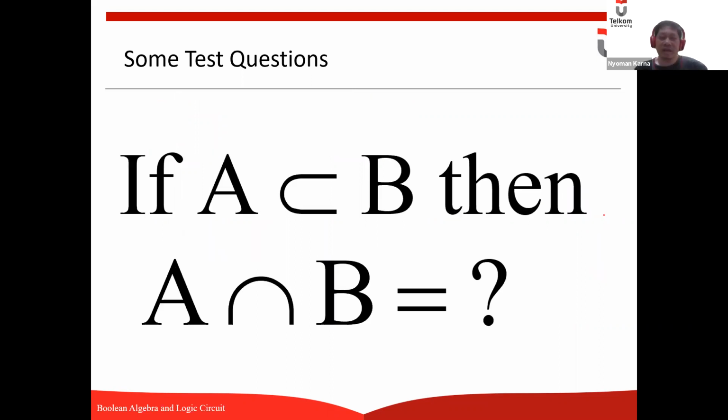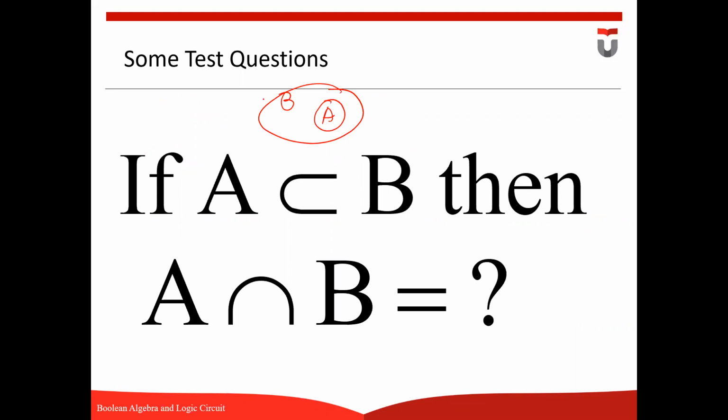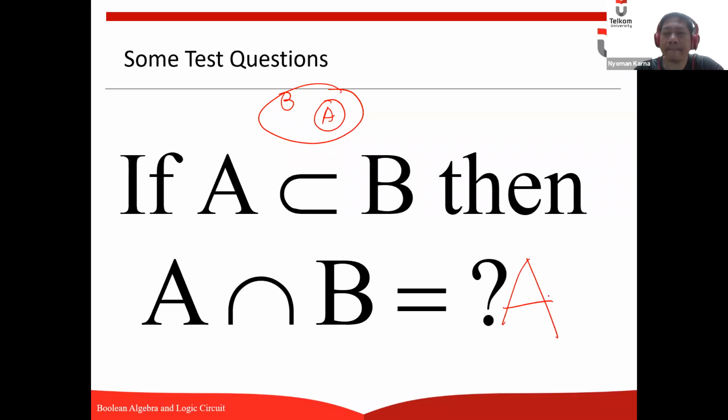Now, if A is a proper subset of B, then A intersects with B is, what is the element of A that is also the element of B? The answer is A.